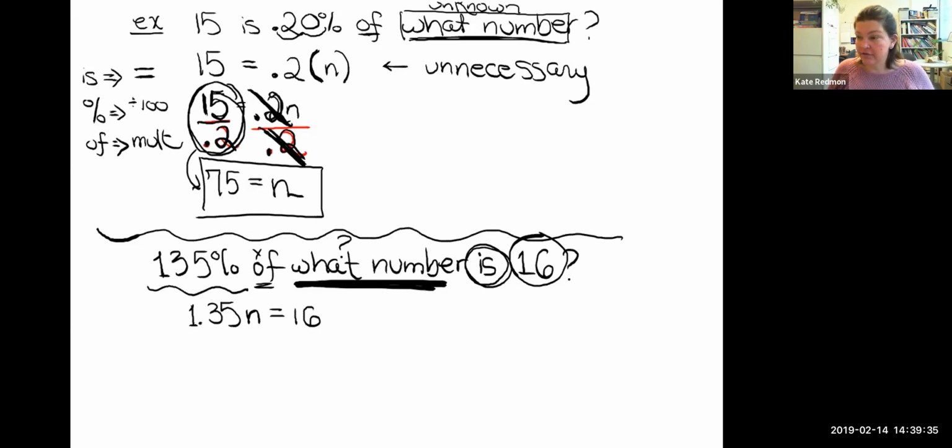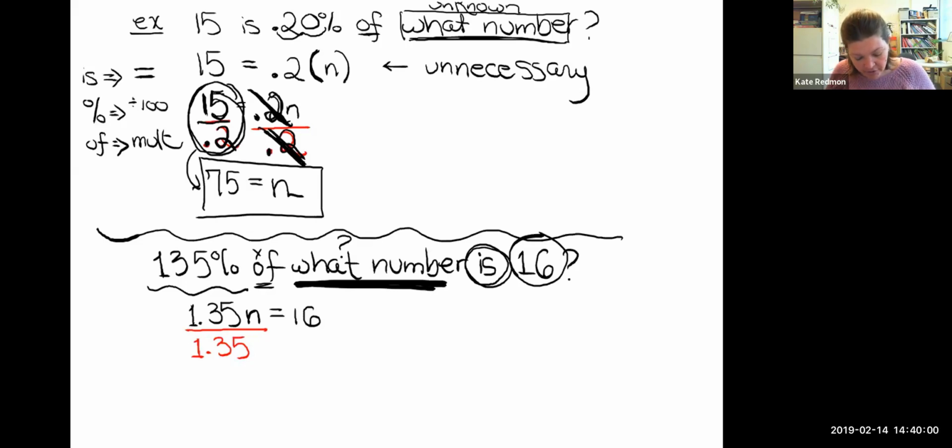Okay. Is my letter alone? No, it's time to solve. How could I solve something like this? I think you said I need to divide. And if you did, indeed, you're right. I want to separate that multiplication relationship. I want to break up an act of multiplication. We do it by doing the opposite, division.